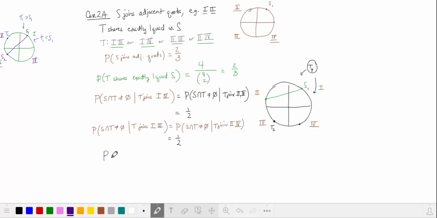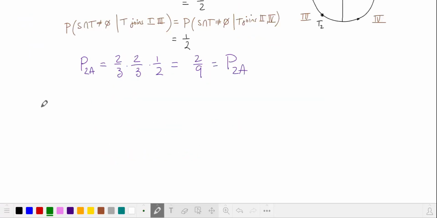So the probability that we get this situation in case 2a, S is in adjacent quadrants, and T shares exactly one quadrant with S, and they intersect. We have 2/3 for this first part. Again, 2/3 for this independent event, the location of T. And in all of these 4 cases, the probability that they intersect is 1/2. So this simplifies to 2/9. We'll keep going to case 2b.